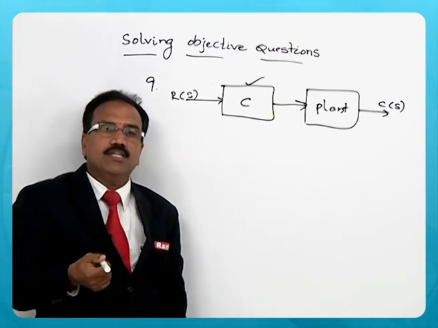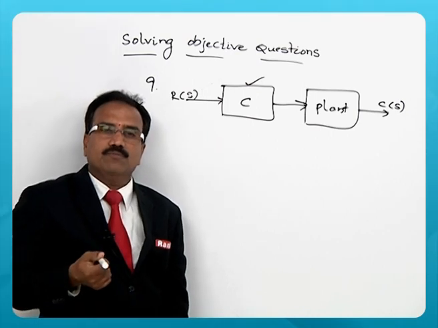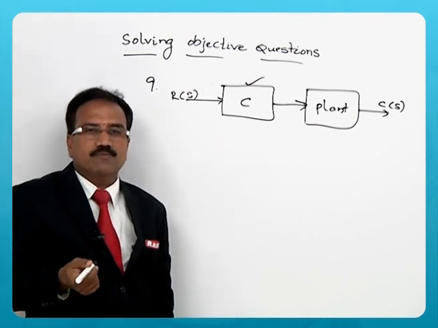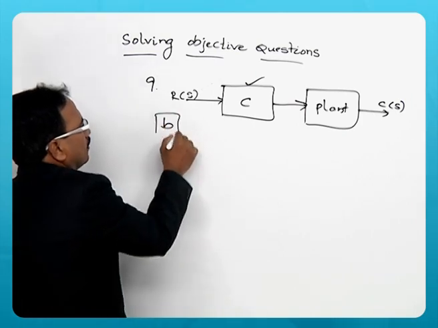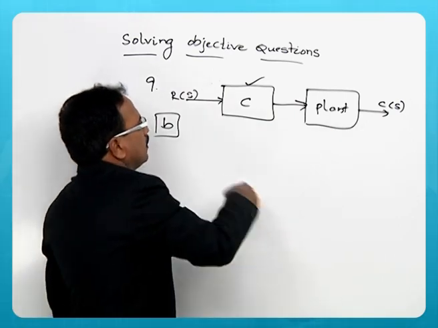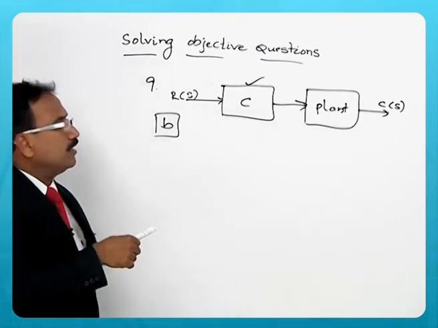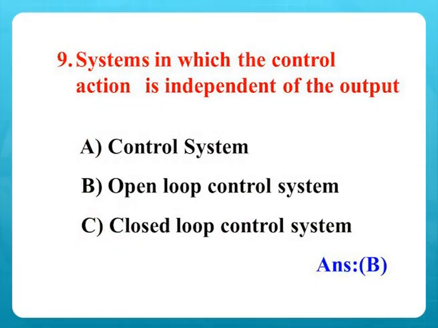So the options are here: A, control system; B, open loop control system; C, closed loop control system. So the correct option is B. It is an open loop control system. The loop is not closed. It is open because the action of this controller is independent of the output. So B is the correct option.